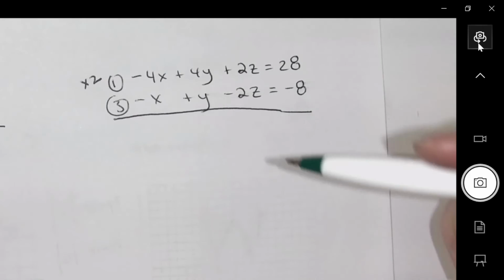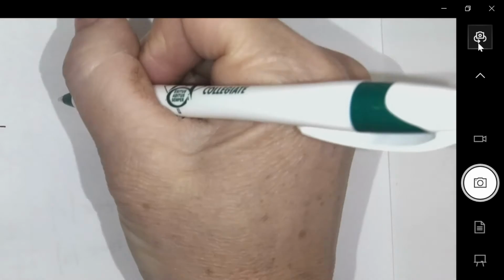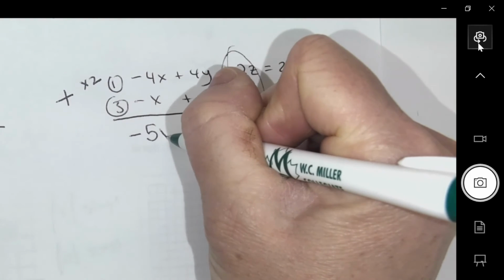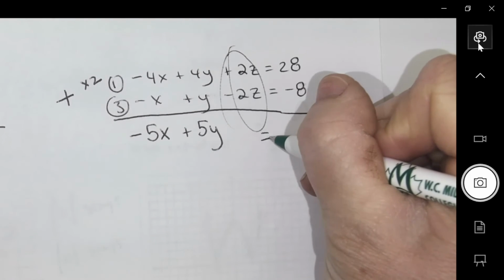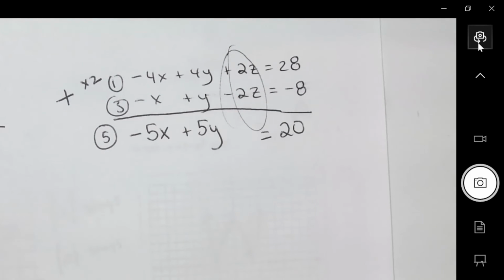Okay, we decided Z's is the attack. So add or subtract. I'm going to add. Okay. Negative 5x plus 5y equals 20. Okay, FYI, if you were doing this on your own, there's a bunch of different ways you could have done it, right?